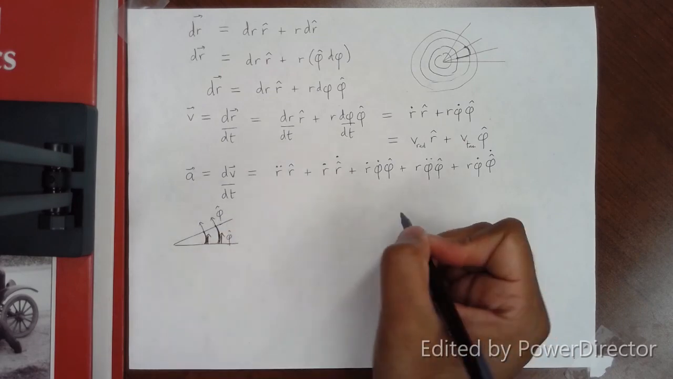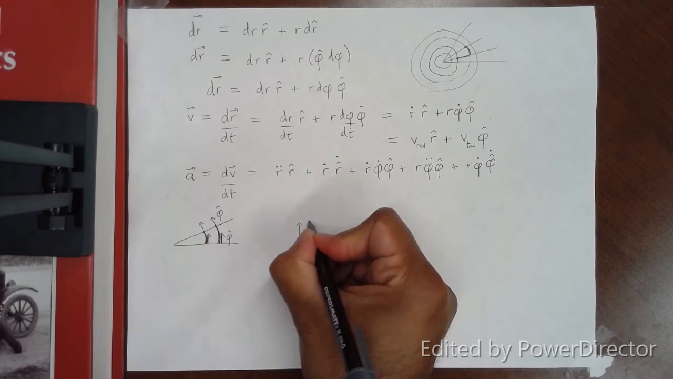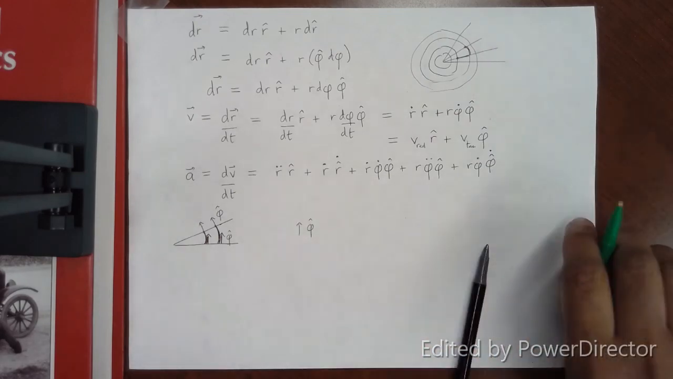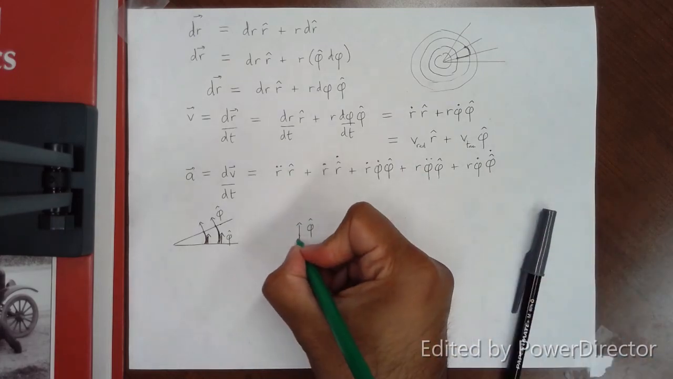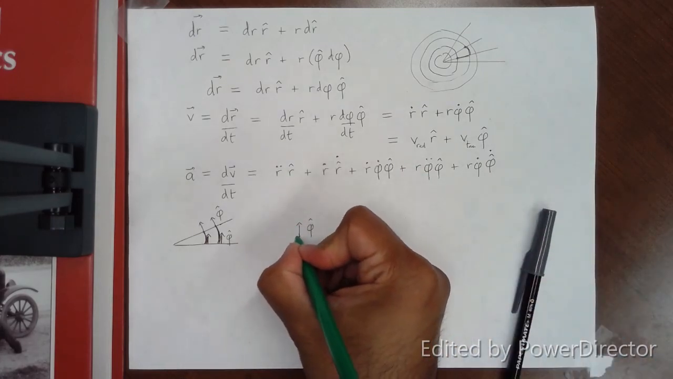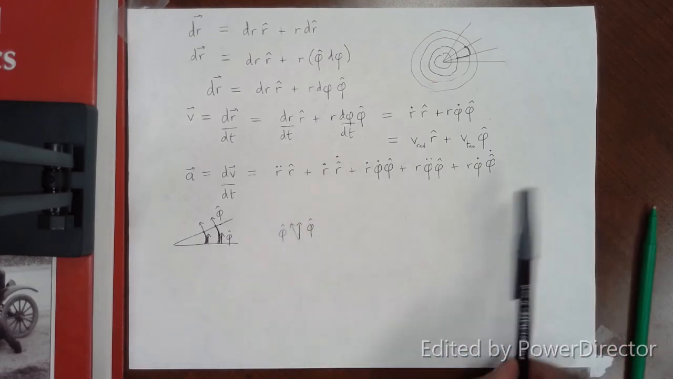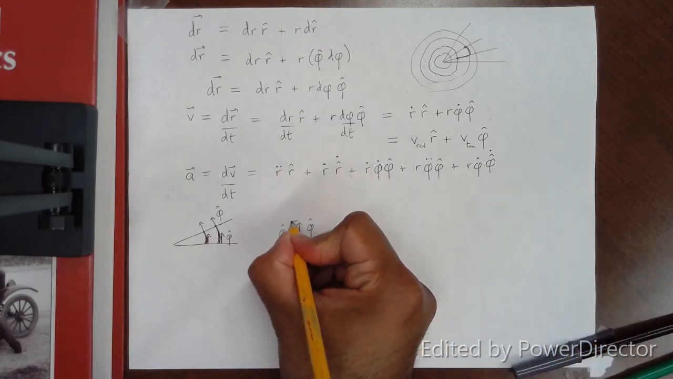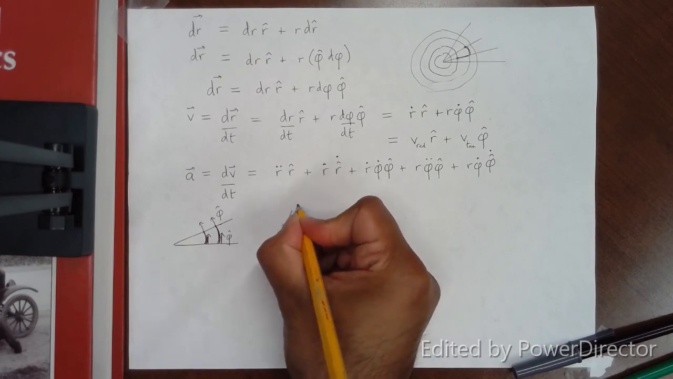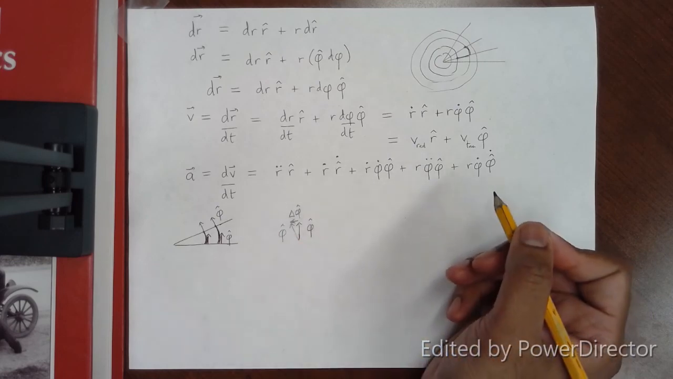So again, we look at the difference between the two vectors. So we have our original phi hat pointing like this. Let me make that a bit longer. And then the new phi hat pointing like this, and the difference between them pointing like this. And so we see that delta phi hat points inward along the negative r hat direction.